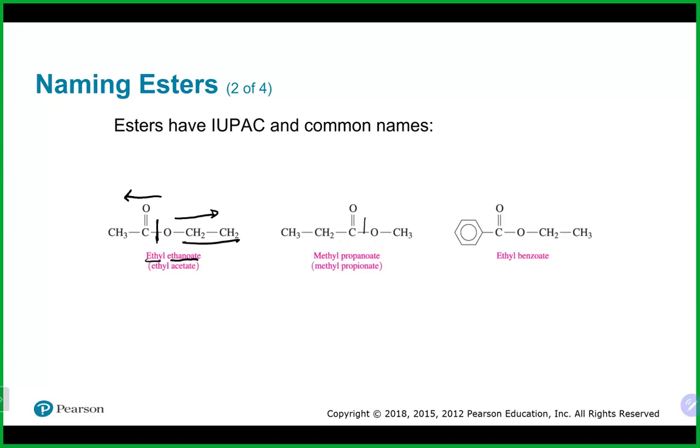Same thing here, breaking here, going towards the carbon-oxygen double bond to get my main part of the name. 1, 2, 3 carbons, propanoate. Going away from the double bond to get my group name, which is this 1 carbon, methyl. And same thing here, we'll go right about there, going towards my double bond. That is benzoic acid, right? So that's how we get to benzoate. That's the benzene ring there. And again, going away from it, 2 carbons, ethyl. Any questions on that one there?